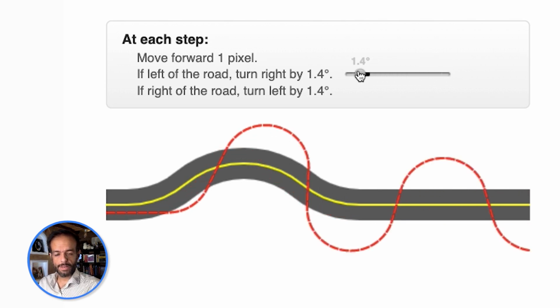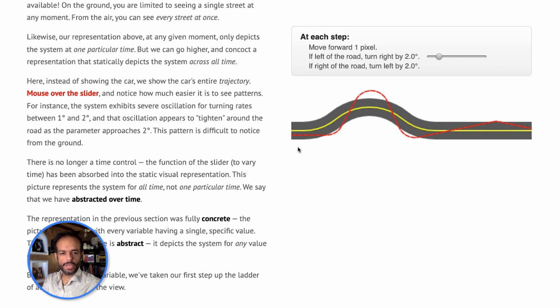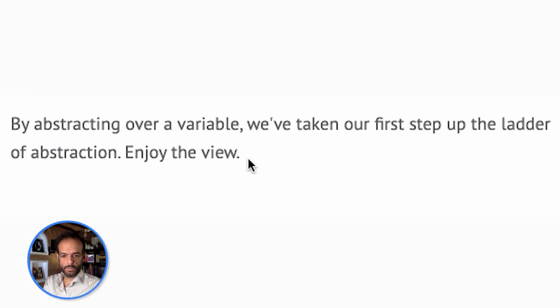And that's absolutely brilliant. So to think about what happened here, we had the slider for time that we could control, but now we're just showing all of its values. We're abstracting that parameter, and we're showing all of its values here as a line. The author says, by abstracting over a variable, we've taken our first step up the ladder of abstraction. Enjoy the view. It's kind of like that map view that you're seeing from the top.